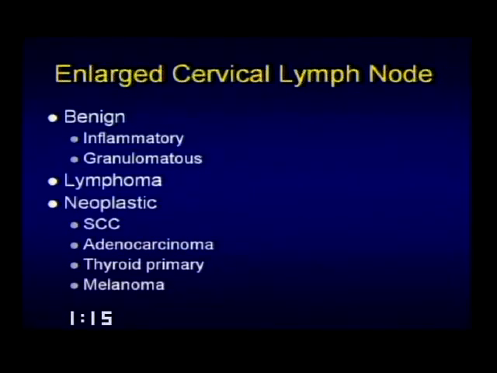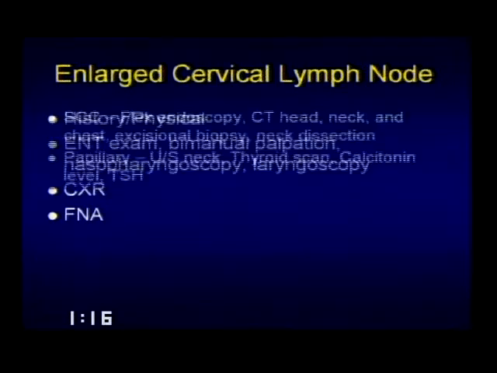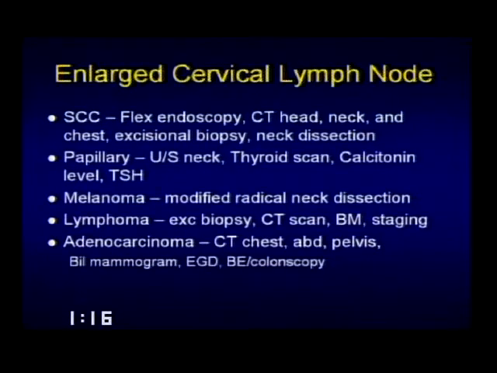Moving on to the enlarged cervical lymph node, it can present as your solitary neck mass. Usually, you can think of it as a benign process, a lymphoma, or a neoplastic process. So you need to think about inflammatory conditions and granulomatous conditions for your benign. You'll do your H&P, your ENT exam, same thing as we just talked about for your solitary neck mass. But now you've got to consider other things. So you do your FNA, and it comes back with squamous cell cancer. Now that puts you back into the group of cancers we were just talking about.